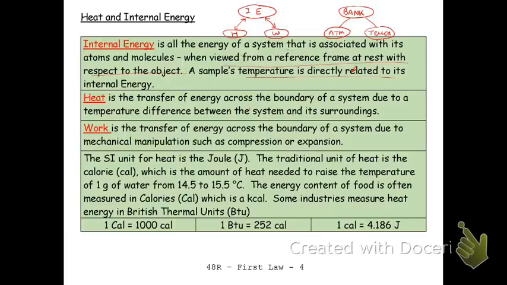So that's a subtle but important point. I have this thing called internal energy, sometimes called E, sometimes called thermal energy. What I can tell you is if I have a body of anything and I increase its E, I increase its temperature. And if I decrease its E, I decrease its temperature. And there's no way around that.